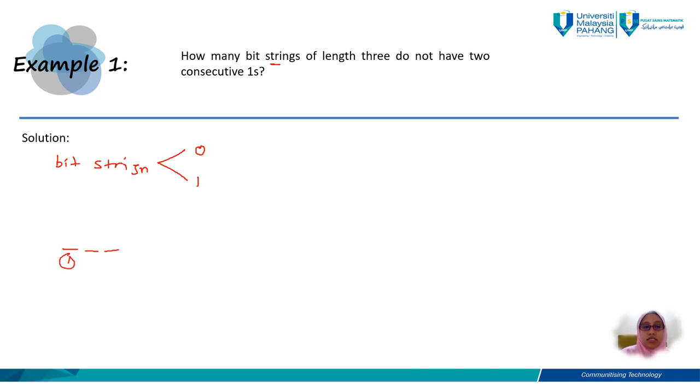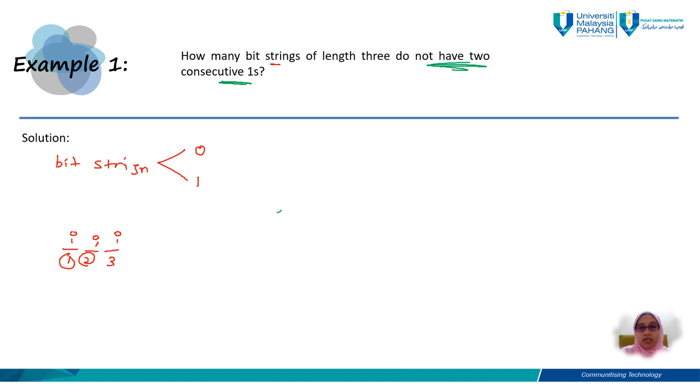For the first place, 0 or 1. Second place, 0 or 1. And the third place, 0 or 1. The condition stated is: how many bit strings of length 3 do not have two consecutive ones? To solve this problem, it is easy to use a tree diagram. So now let's construct our tree diagram.